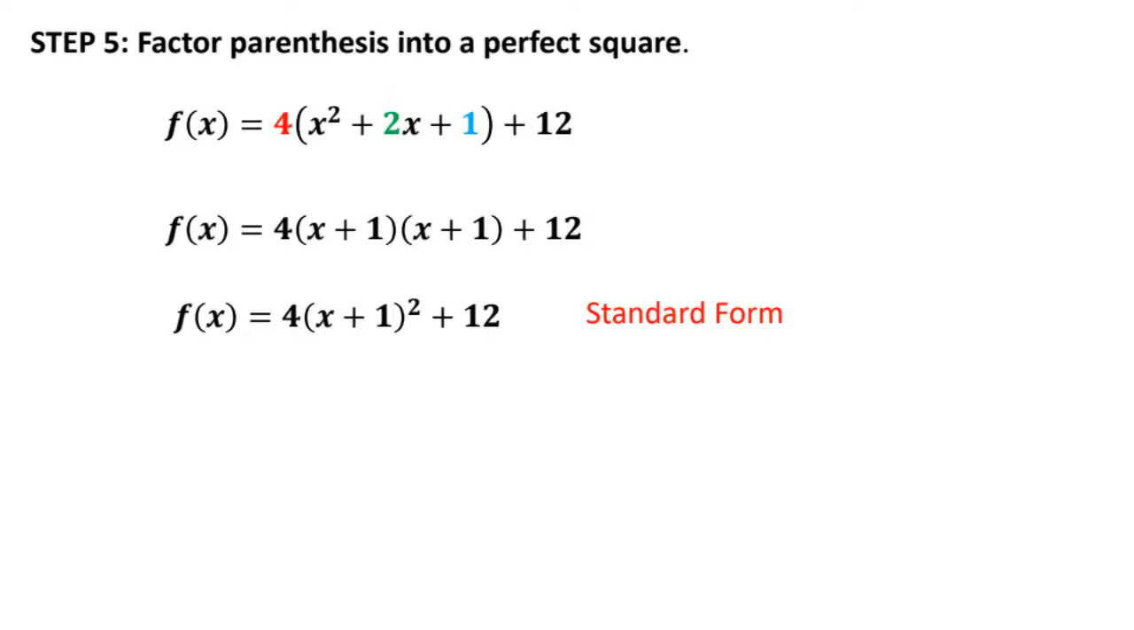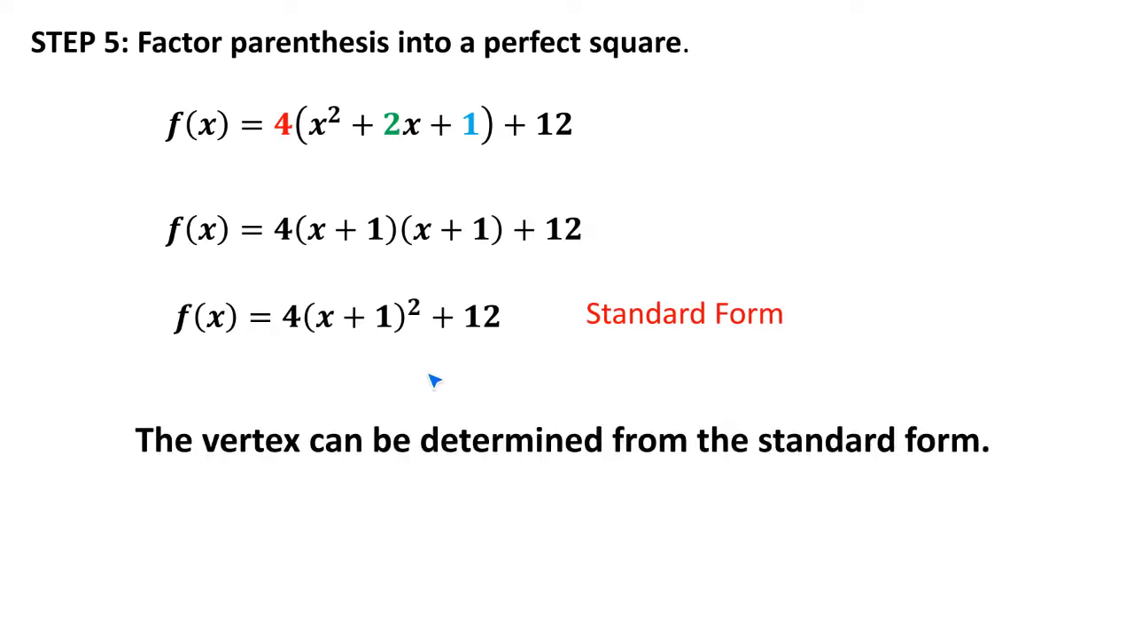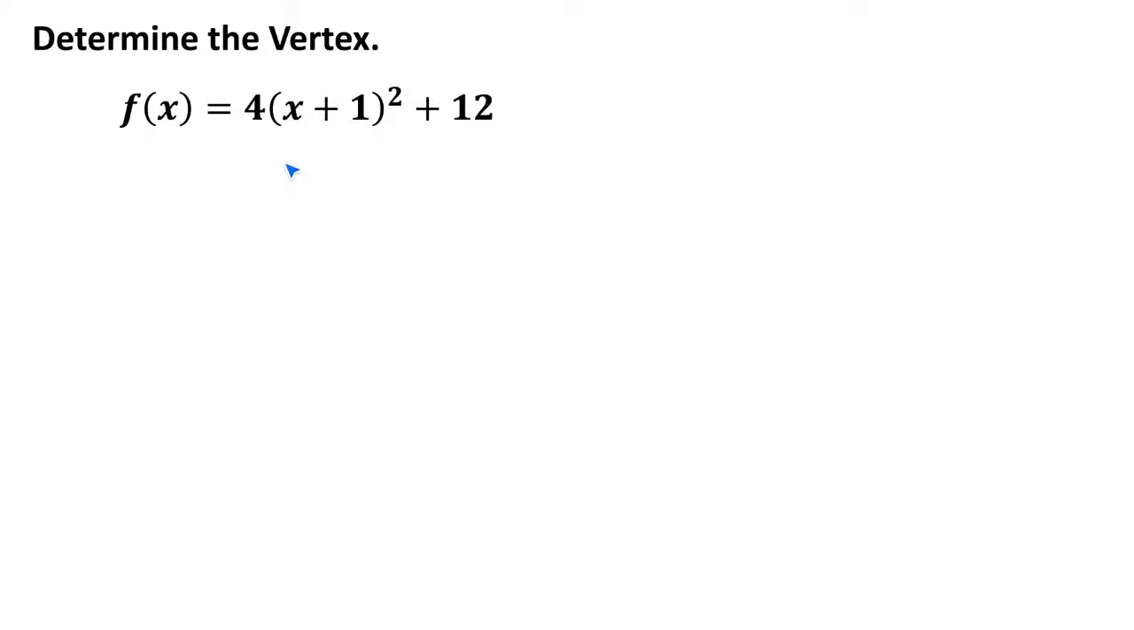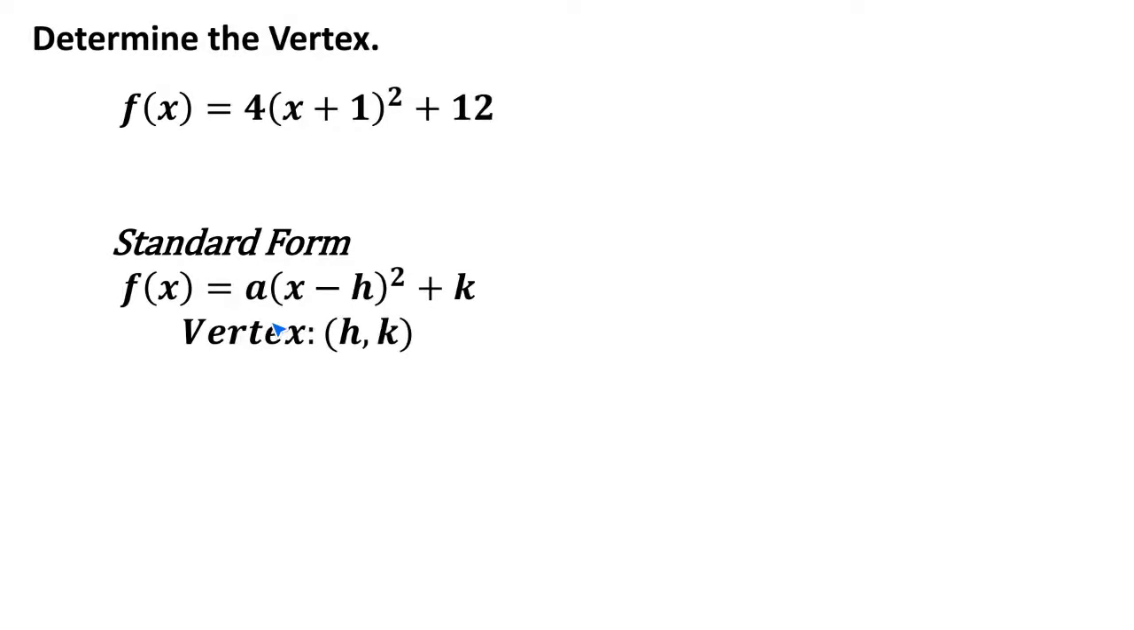I'll highlight it again. Okay, so why do we want it to be in this form? With it being in this form, we can actually take the vertex, and so we'll do that on our next one. So we have 4 times x plus 1 squared plus 12. What is going to be my vertex here? Okay, so let me put the standard form. This is just a general one. The vertex is given by h and k. But notice that instead of a negative h, we're writing the positive h, and then we're keeping the sign of k. So what do you guys think our vertex is going to be for 4 times x plus 1 squared plus 12?